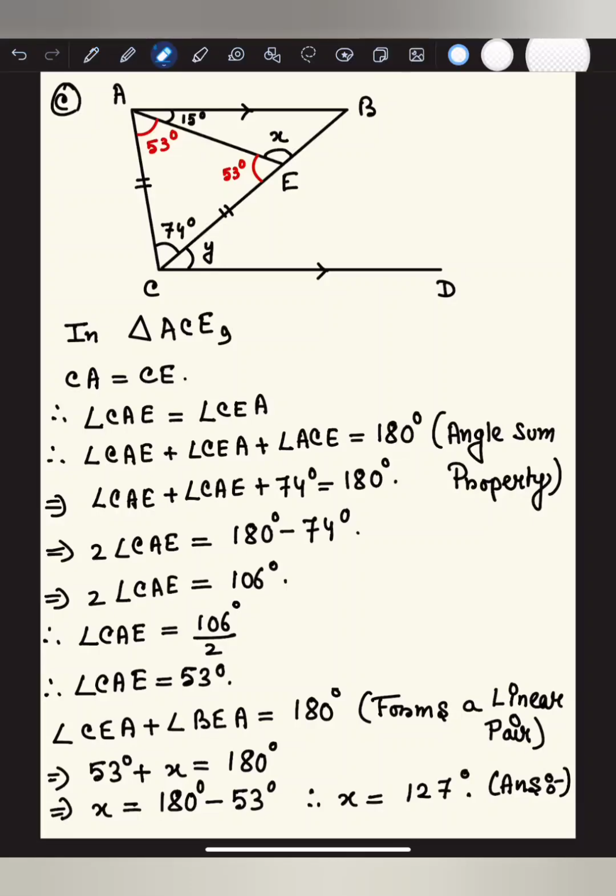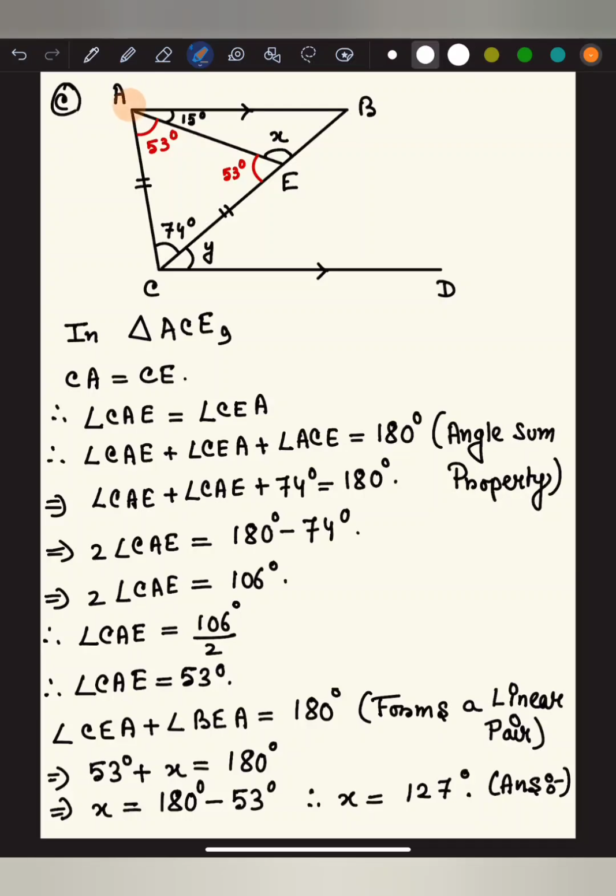Okay, let's come to question number 5, subpart C. What we are given is that AB is parallel to CD, and CA is equal to CE, and these angles are given. This is 74 degree, this is 15 degree, and this is x and this is y, and we are asked to find out the value of x and y, okay?